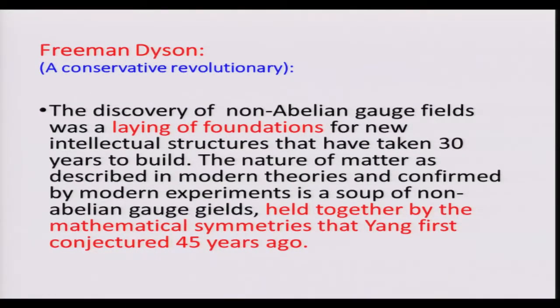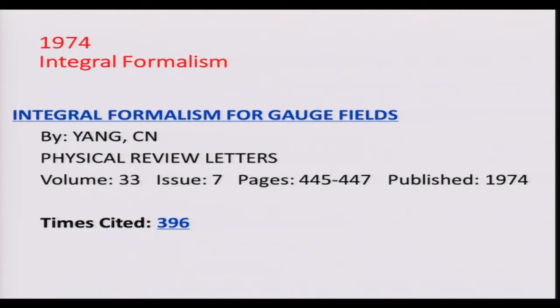Let me conclude the quotation by quoting Freeman Dyson. He said the discovery of non-abelian gauge theory was laying a foundation for a new intellectual structure that took 30 years to build. And the nature of matter, as described in modern theories confirmed by experiment, is a super non-abelian gauge theory held together by the mathematical symmetry that Yang first conjectured 45 years ago. And then in 1974 and 1975, Professor Yang studied the integral formalism.